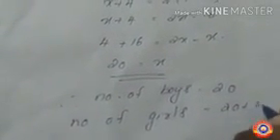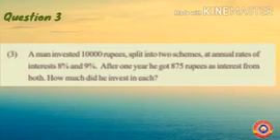x means the number of boys. So the number of boys in the class is equal to 20. And the number of girls is 4 more than the boys, so it is 20 plus 4 equal to 24. Is it clear for you? Good. Next, question number 3.